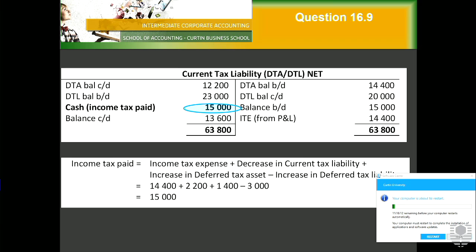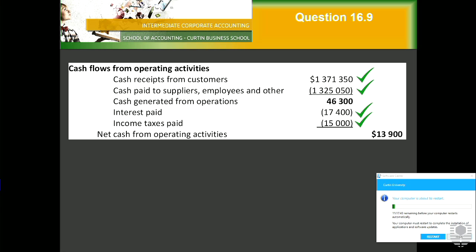Again, if you want to do the formula, you start off with your income tax expense from your profit and loss. You'll notice from the other ones, in all your formulas you're starting off with your P&L figure, plussing or minusing increases and decreases in relevant asset and liability accounts. Add the decrease in your current tax liability, add the increase in your deferred tax asset, minus the increase in your deferred tax liability. That gives you that 15,000. So we've got those net cash from operating activities of 13,900 all ticked off.